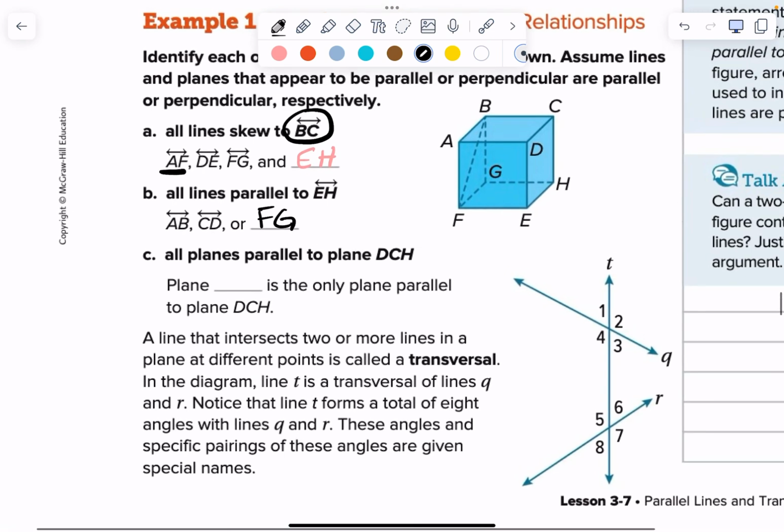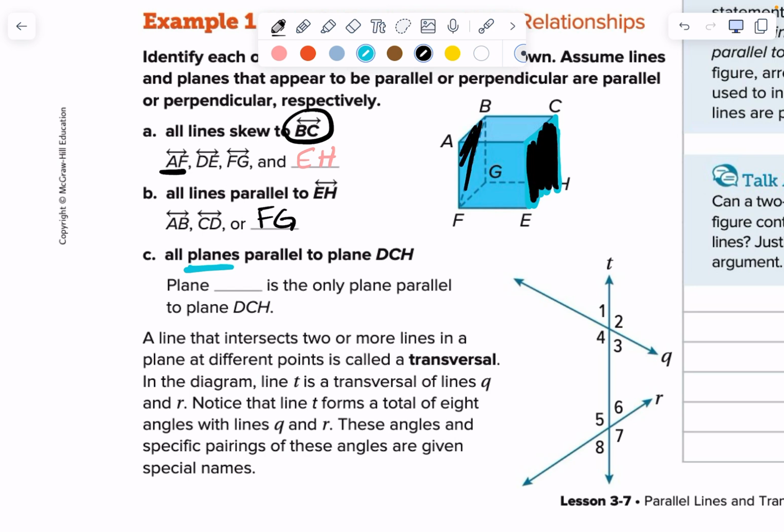All right, next. All planes. Planes are flat surfaces that are parallel to plane DCH. DCH is this side right here. How many other planes are parallel to this one over here? Only this other side over here. But we only need 3 letters to designate a plane. Let's go 3 letters. ABG. Sure. Okay. These two are parallel to each other. And those are the only 2 that are parallel. Got it? Okay. All right.